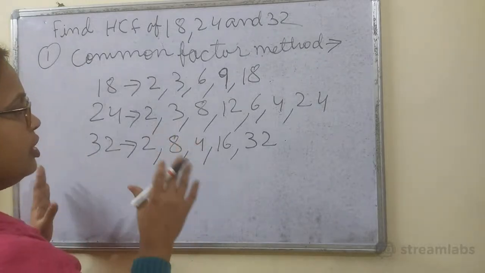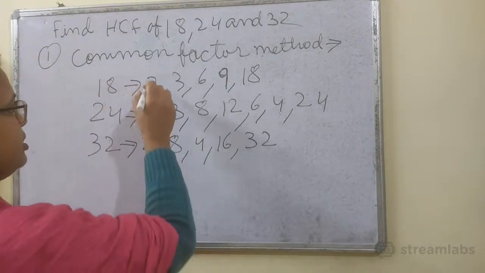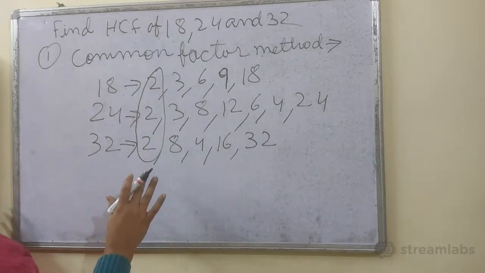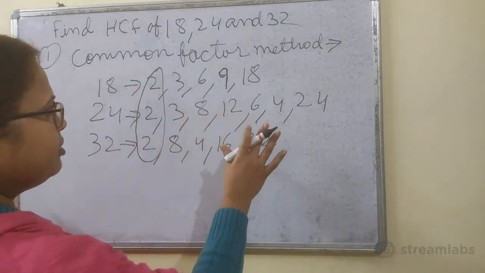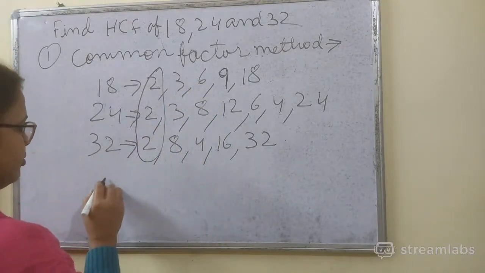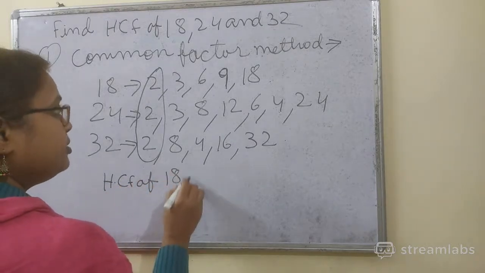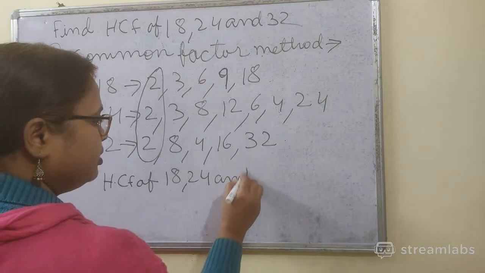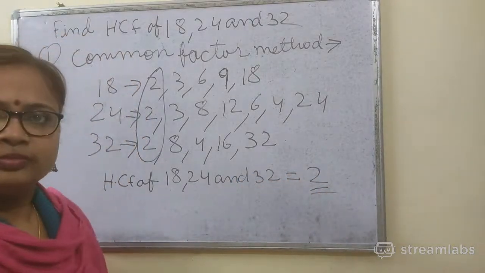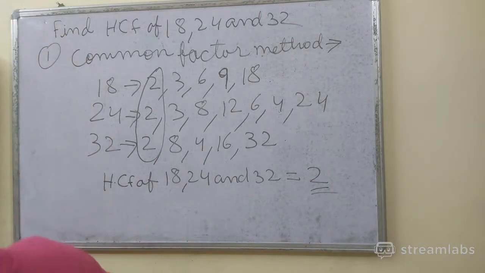Now the common factor method. So first find out which one is common factor here out of all these numbers. You must have noticed this 2 is present in all the numbers. There is no other number that is common to all. So here we will write HCF of 18, 24 and 32 is equal to 2. I hope this method is clear to all of you. Now let's do another method.